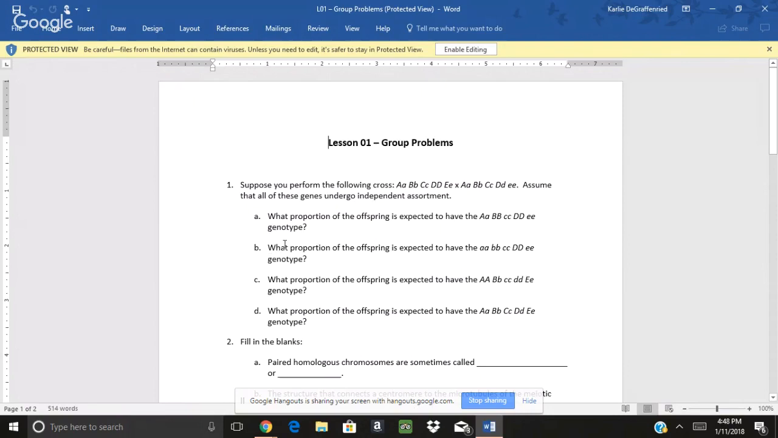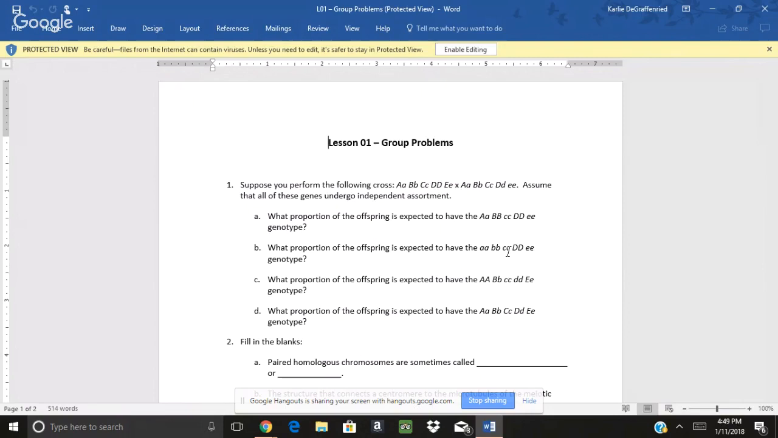I'm just going to assume that you can see my screen so that I don't have to keep saying all of these lowercase and uppercase letters. All right, so for B, what proportion of the offspring is expected to have the following genotype? For part B, I have 1/4 times 1/4 times 1/4 times 1/2 times 1/2 equals 1/256, or 0.0039.